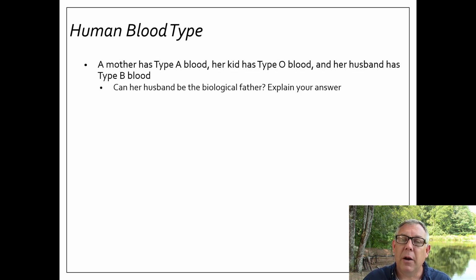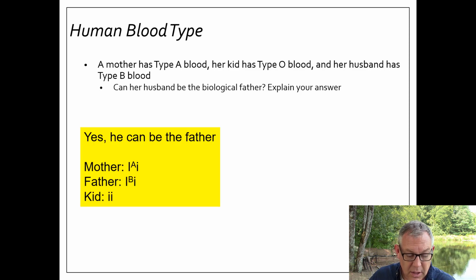So now we want to know, can her husband, who has type B blood, can he be the biological father? Well, we know that kid got his other lowercase i from his father. This guy is type B. Can you be type B and still give a lowercase i allele to your offspring? Yes, you can, if you're also heterozygous. And so, yeah, it doesn't prove he's the father, but he can be the father, right?